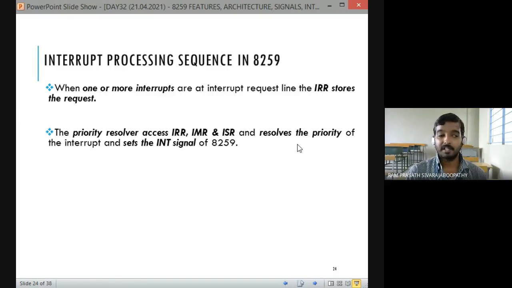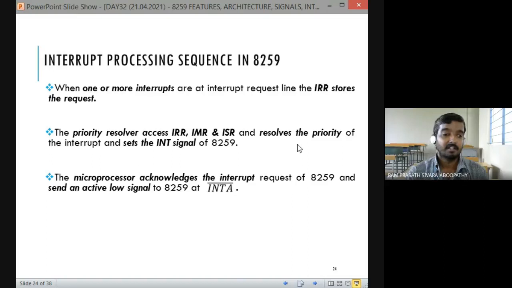Okay, the priority resolver by accessing IRR, IMR, and ISR, it will solve the priority. Okay, then the microprocessor 8085 is going to send INT signal. Correct? புரிஞ்சுதா புரியலையாப்பா? After resolving the priority, 8259 என்ன பண்ணுது? It is generating the interrupt through INT signal. Okay, in turn, microprocessor என்ன பண்ணுது? Send an acknowledgement signal at INTA bar. What it means? What is the meaning for this INTA bar signal?